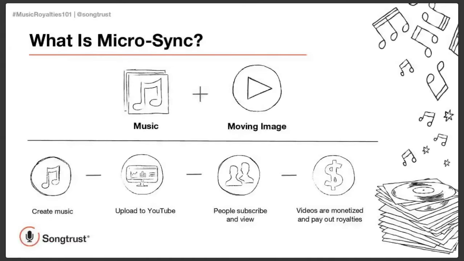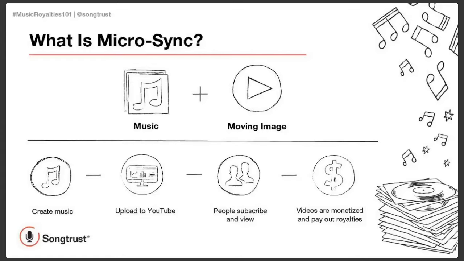All right, so let's talk a little bit more in depth about microsync. You might be familiar with sync licensing in general, and that refers to when a piece of music is synchronized with a moving image. Typically a licensee would reach out to the rights holders on the master side and the composition side, negotiate a fee, and pay it to them for the use of a song in, let's say, a television show, a movie trailer, or an advertisement. So microsync refers to the same kind of use, music plus a moving image, but more on a bulk scale. YouTube is a great example of this.